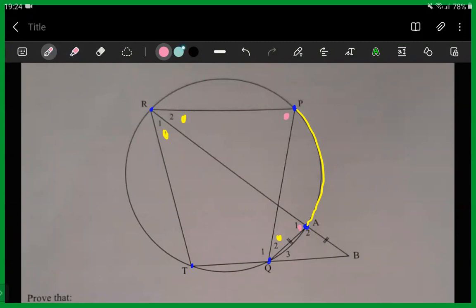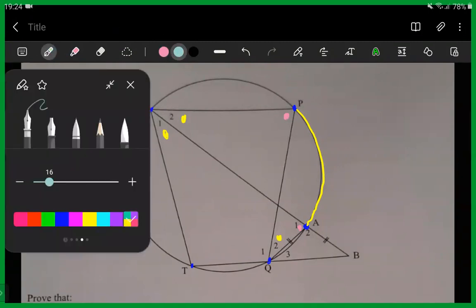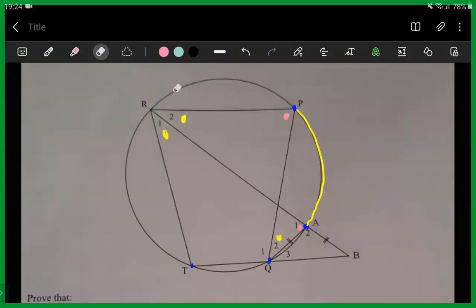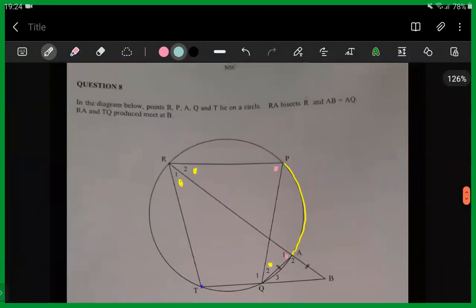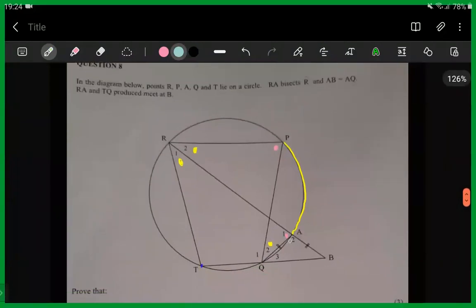Let me remove these blue dots because they're just making the sketch a bit too messy. But other dots we can add here, based on the information we're reading. Then they said here AB is equal to AQ. So these are equal because of the base angles of the isosceles triangle, right?